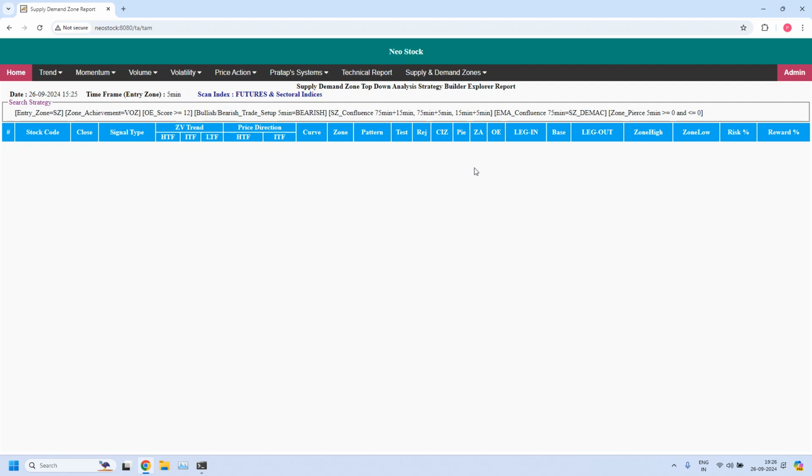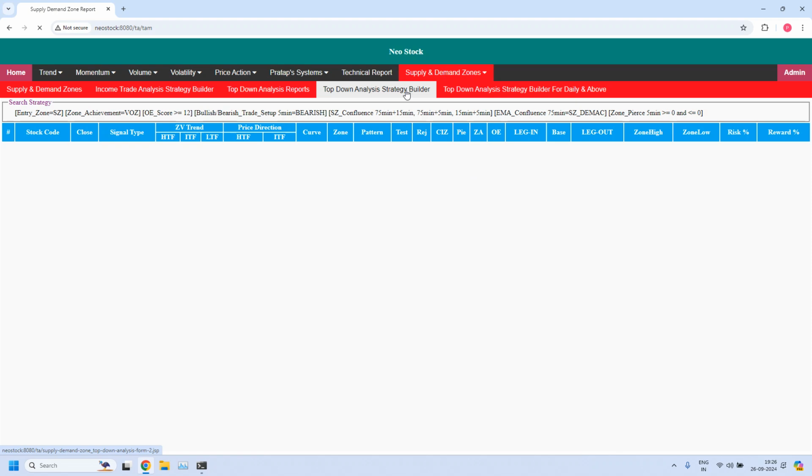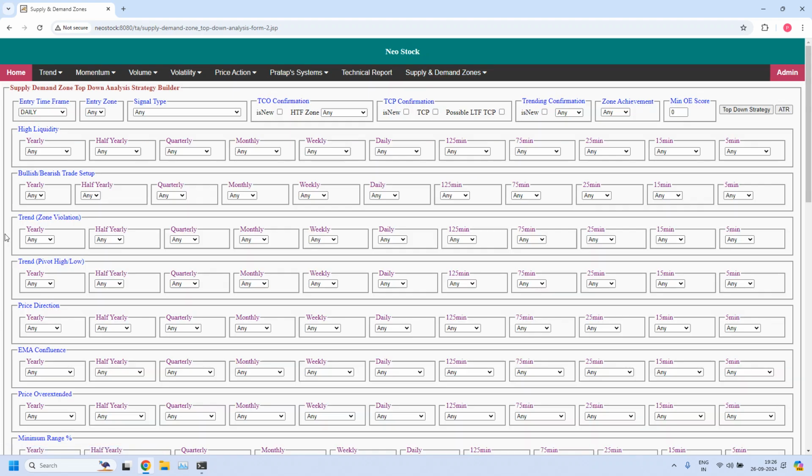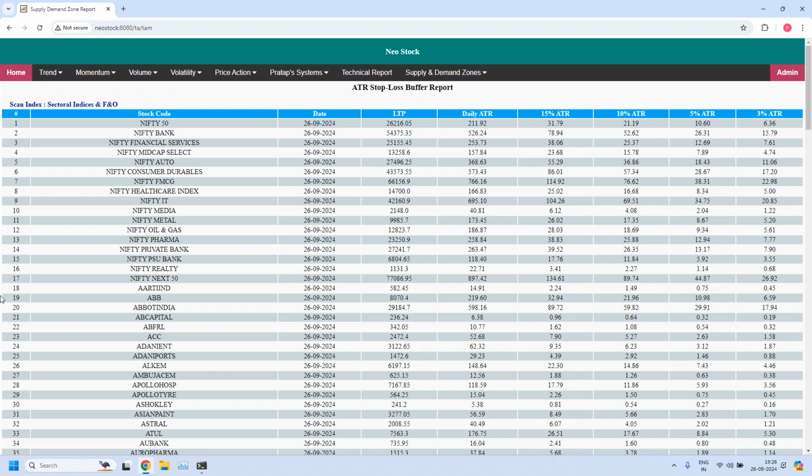Fine, this is about bullish and bearish trade setups for all the income trades. In the final report, let me generate the stop buffers based on daily ATR. The first 17 in this list are indices, that includes all sectorial indices. All the remaining are equity stocks, but they are filtered based on the F&O listed companies. Okay, I'm scrolling the list down. Whichever stock you want to refer to, please pause the video there.